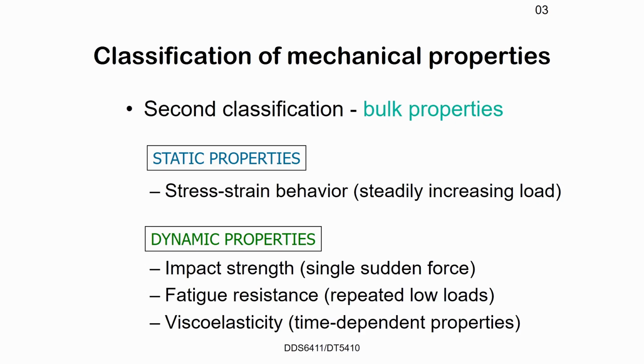Right, for bulk properties, you can also classify them into static or dynamic. It really depends on how you load it. For static properties, you increase the load steadily, so inertia doesn't come into the equation. For dynamic properties, you can change the rate of your loading. You can make it cyclic instead of monotonically increasing. And some of these properties also depend on the viscous nature of the materials. I'll go into a bit more detail on each of those.